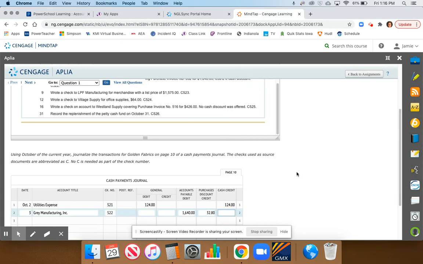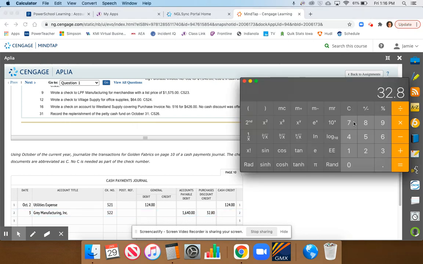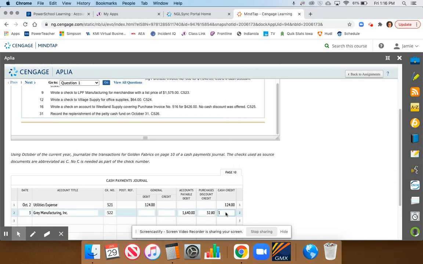Now, much like when you go to the store, if it costs $100 and you got a $20 discount, you would subtract the $20 discount. So we are going to take our $1,640 minus the $32.80 discount, and that is how much we're going to write our check for. We're going to write our check for $1,607.20. So total accounts payable we owe minus the discount gives us our total cash credit.